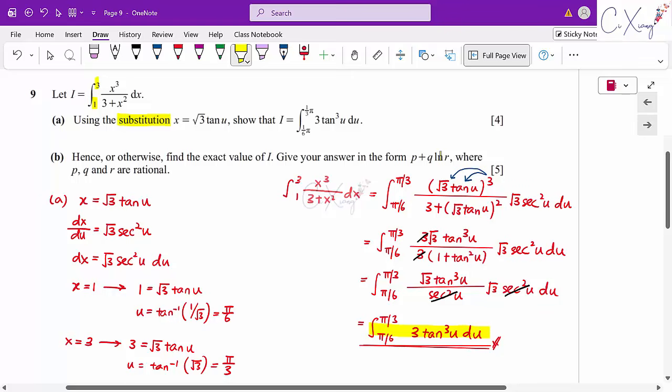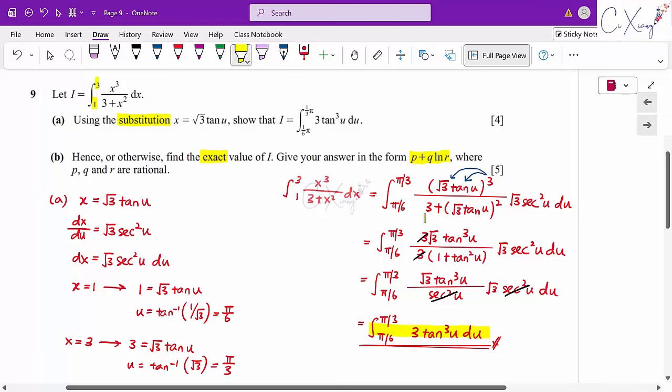Then let's have a look at part B. Hence or otherwise, find the exact value of I. Highlight the keyword exact: your final answer must be in the surd form or pi form or ln form. Okay, they are telling you to give your answer in this form, p plus q ln r, where p, q, and r are rational. Okay, right.